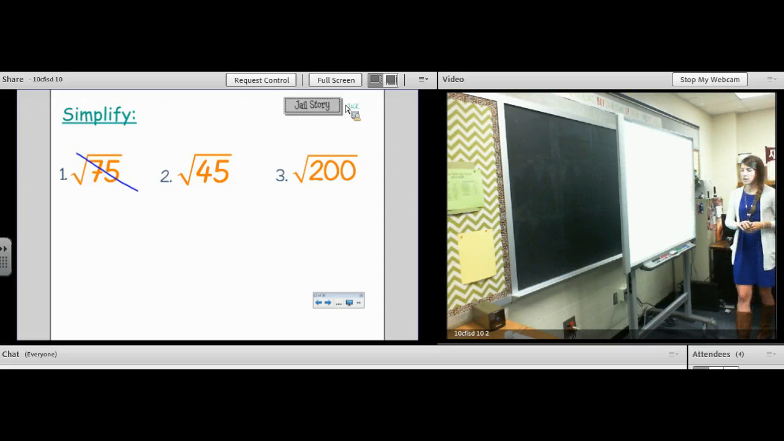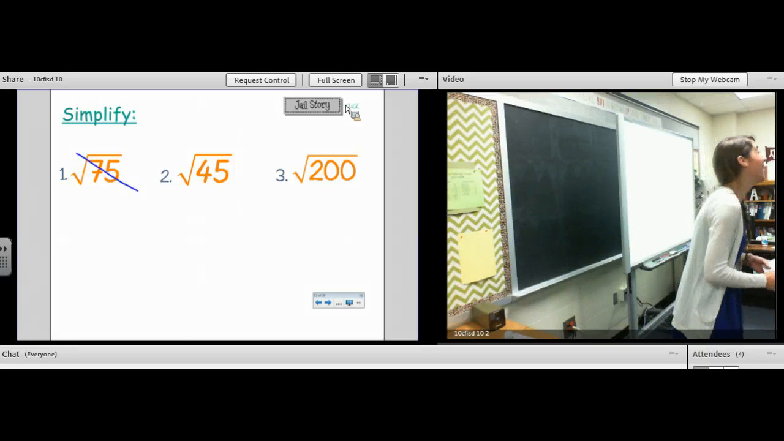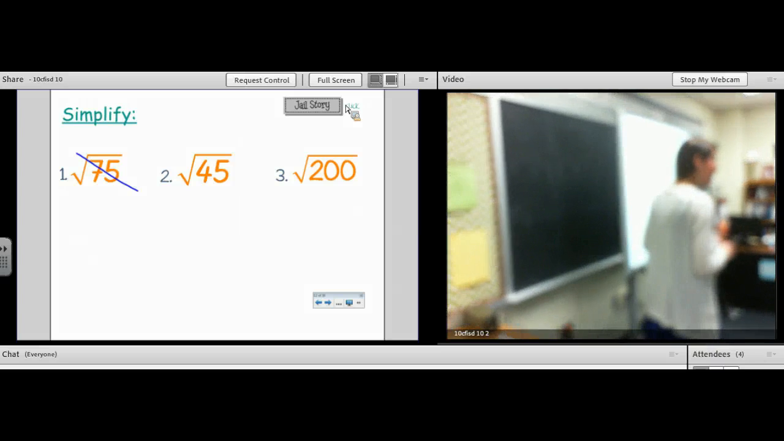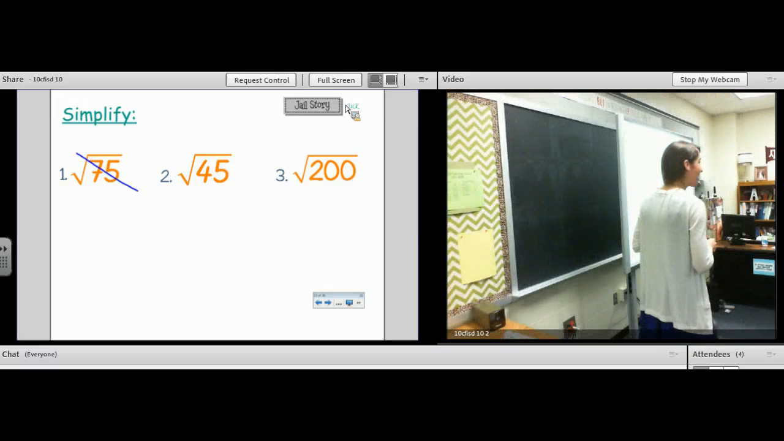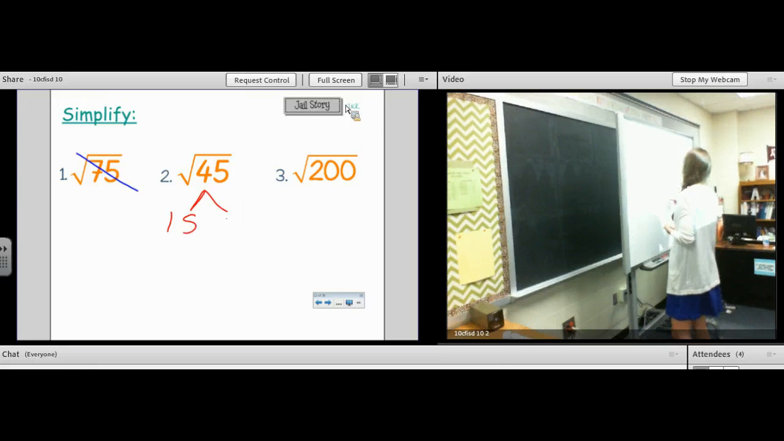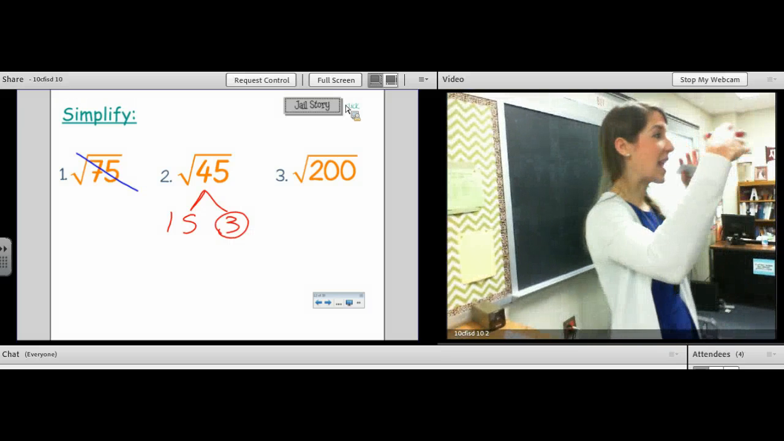Jenny, what numbers do you want to use for 45? Things that multiply to get 45. 15 and 3 or 9 and 5. It doesn't matter which route you take. That's what's cool. Different routes, same destination.